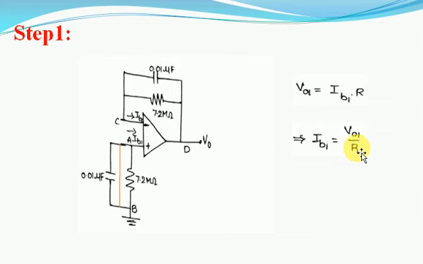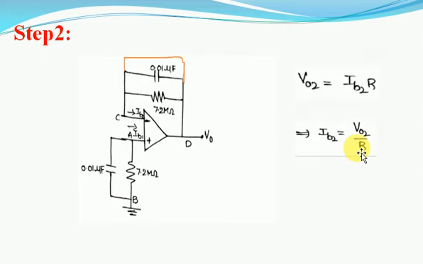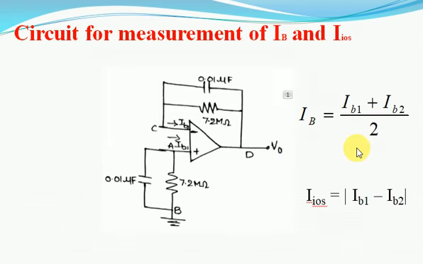Since we have found the IB1 value and the IB2 value, simply substitute them in the basic formulas. For the bias current, IB is the average of IB1 and IB2, and for the input offset current, its value is the difference of IB1 and IB2. This is the theoretical procedure that is used in order to calculate the bias current and the input offset current.